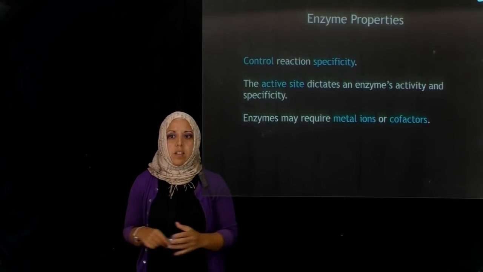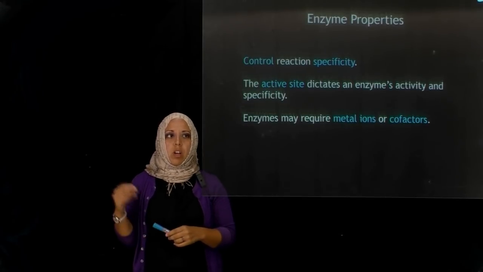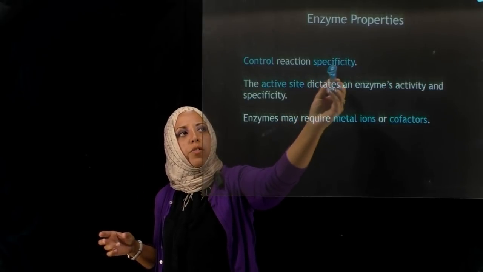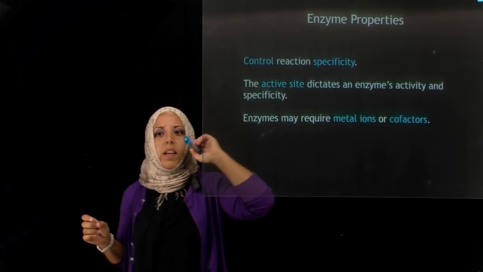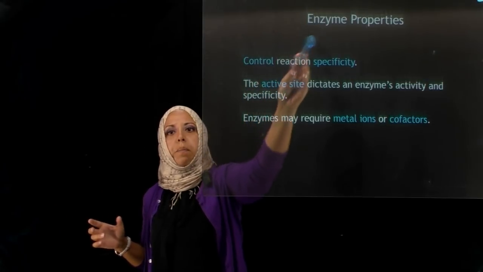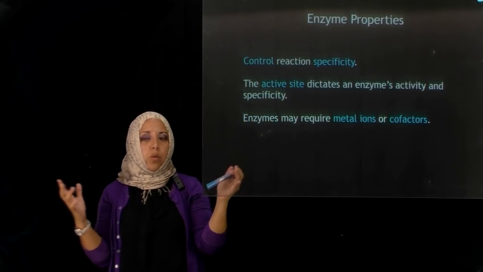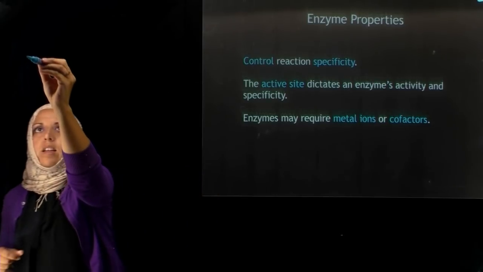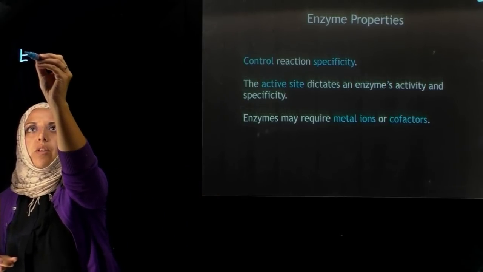For instance, enzymes catalyze all aspects of cell metabolism. So what properties of enzymes allow them to control a chemical reaction, and specifically control the specificity of a chemical reaction, meaning does a given enzyme bind to any sort of substrate, or can it bind to a number of different substrates?